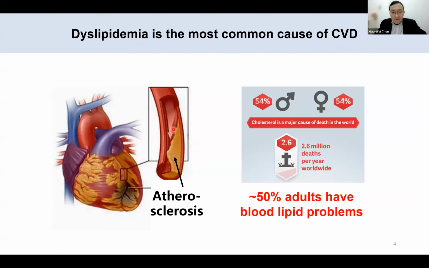The elevated lipids in the blood would silently build up these deadly atherosclerotic plaques, and multiple epidemiology studies have shown that at least about half of the adult population have blood lipid problems to some degree. So lipids in the blood is really a major medical problem.